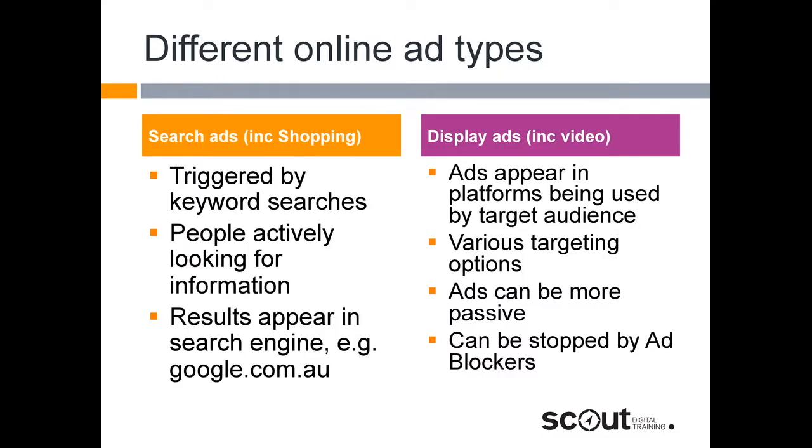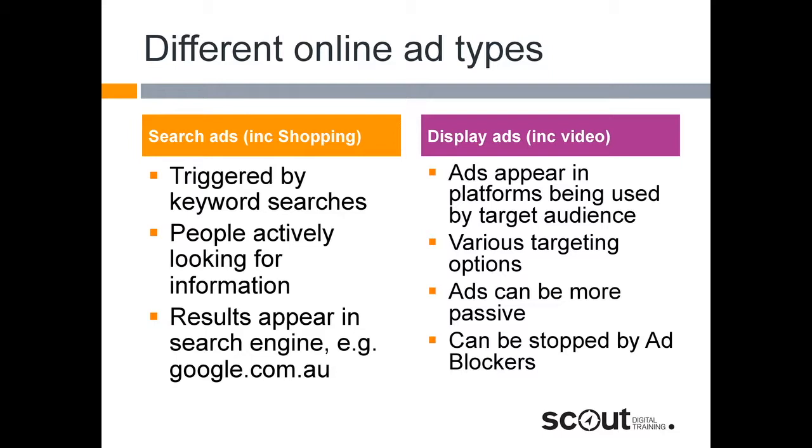So there are different online ad types, and this includes different online ad types within Google Ads as well. Predominantly they're in 2 large groups. We've got our search ads, which include shopping ads, so our text ads and our shopping ads, and these are triggered by keyword searches. So these are ads all designed for people who are actively looking for information, and those results appear in a search engine such as google.com.au.